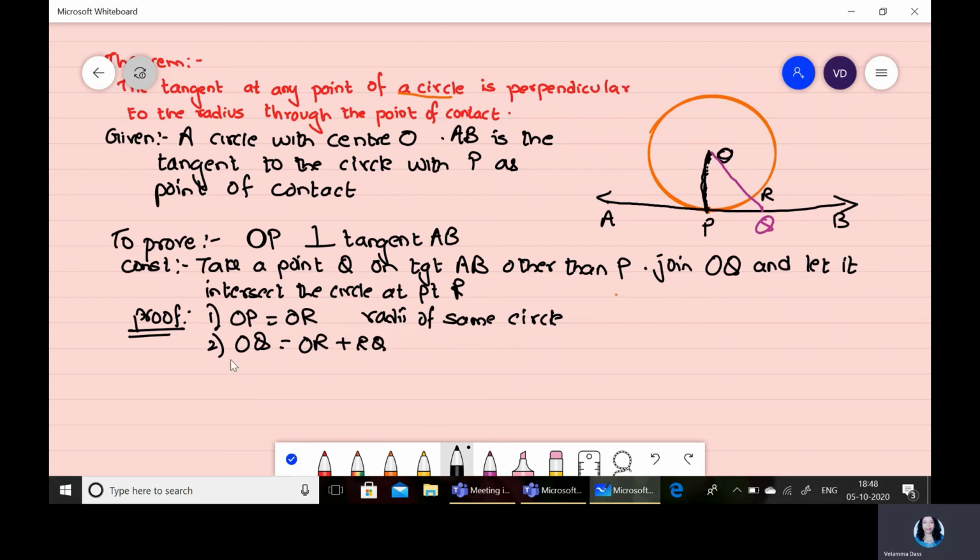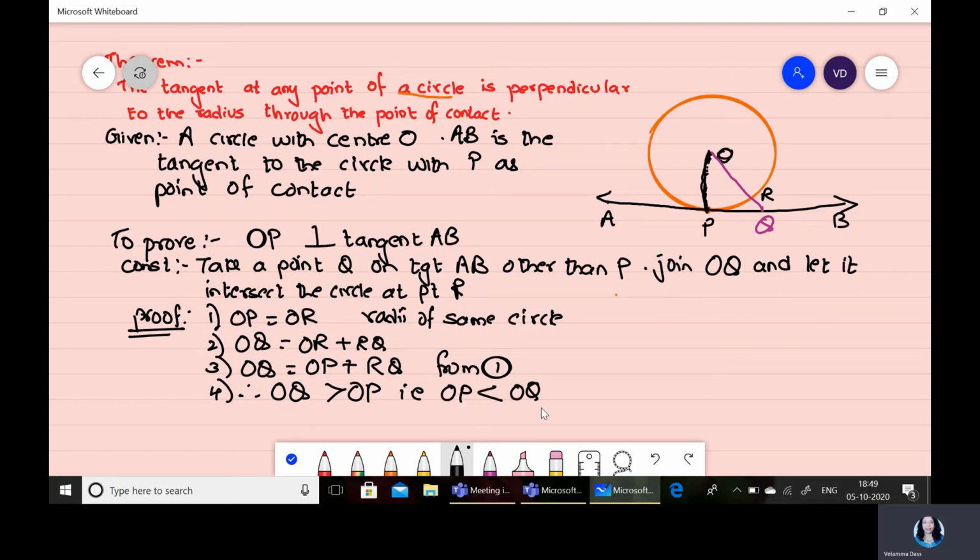Now from this, can I replace OR with OP? Definitely, because OP and OR are equal. So here I can replace it: OQ equals OP plus RQ, and the reason is from 1. Now from this it is very clear that OQ is greater than OP, because OQ is OP plus RQ. Therefore OQ is greater than OP. This also implies that OP is less than OQ. So we proved that OP is the shorter distance.